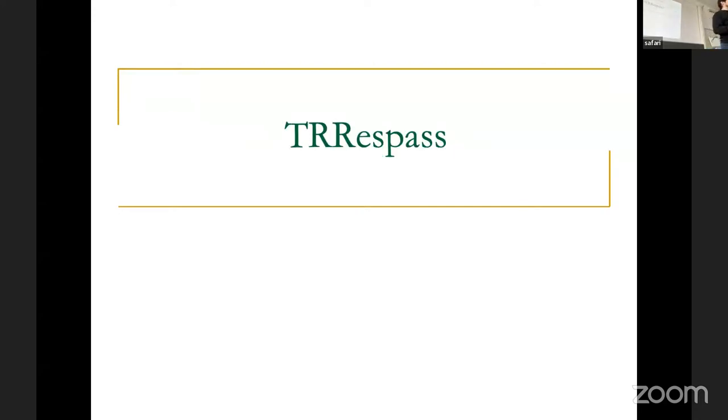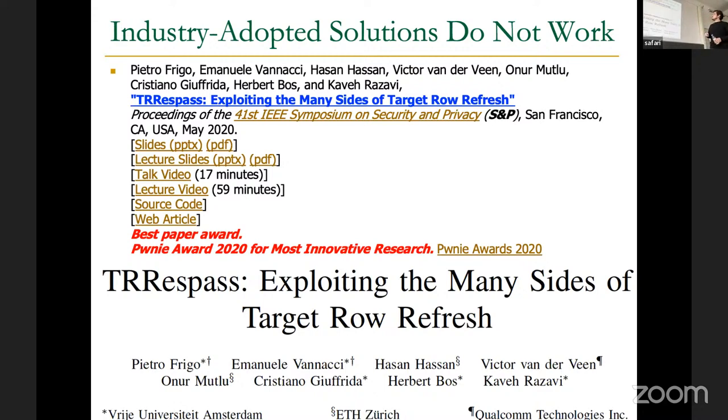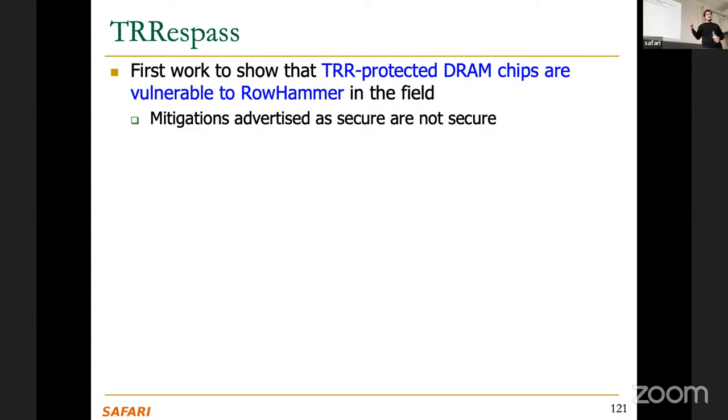But before we discuss new RowHammer solutions, we will motivate them, because if you remember, the manufacturers said DDR4 no longer suffers from RowHammer at some point. TRRespass showed otherwise in 2020. This is exploiting the many sides of target row refresh, and it's the first work to show that TRR protected DRAM chips are vulnerable to RowHammer in the field. TRR is target row refresh, the defense mechanism against RowHammer in DDR4. In the field means the chip that you use probably in your laptop or computer. And the mitigations that the manufacturers advertised as secure are actually not secure.